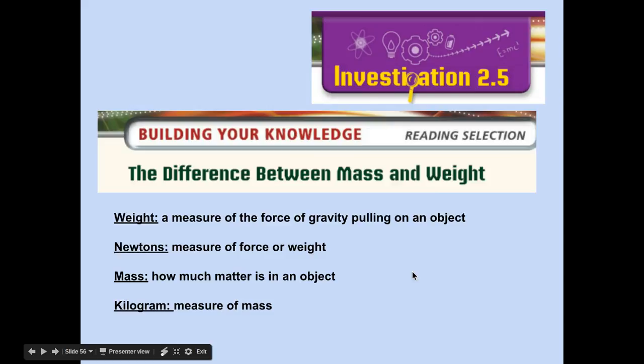And then we have 4 terms that you're going to want to have in your notebook for investigation 2.5. They are weight, newtons, mass, and kilogram. Weight is a measure of the force of gravity pulling on an object. Newtons is a measure of force or weight. Mass is how much matter is in an object. And kilogram is a measure of mass.